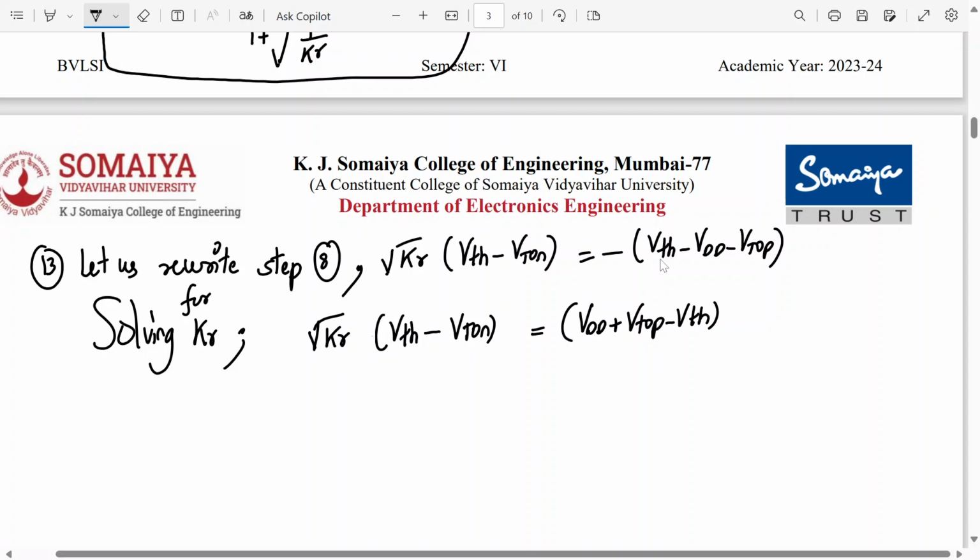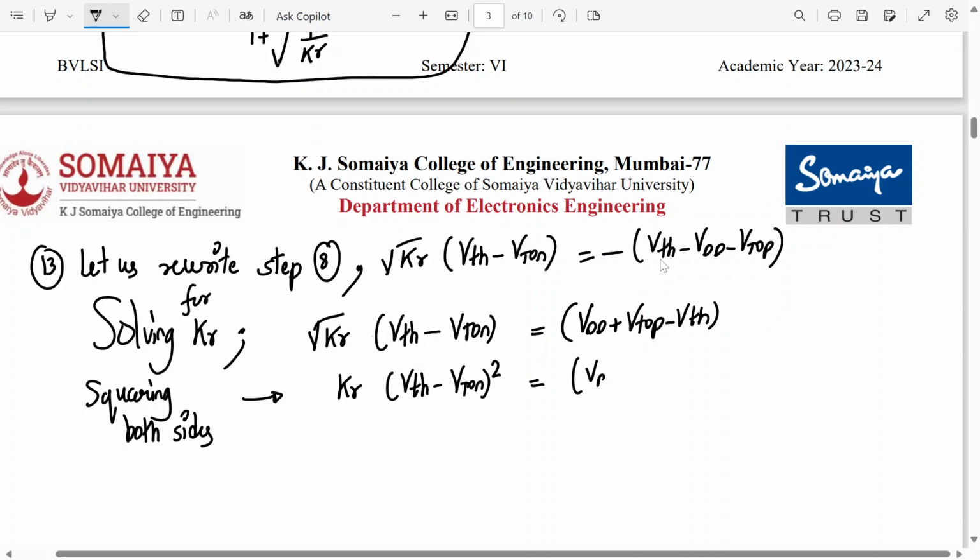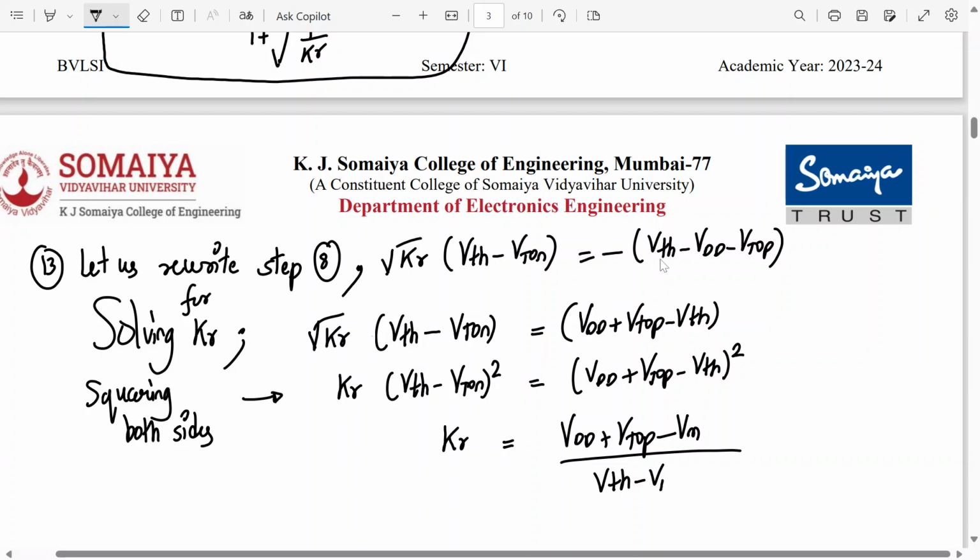Now squaring both the sides, we get Kr into Vth minus Vton square, and here we get Vdd plus Vtop minus Vth square. So what will be Kr now? Kr will be equal to Vdd plus Vtop minus Vth divided by Vth minus Vton, the whole square. So that is my expression for Kr.